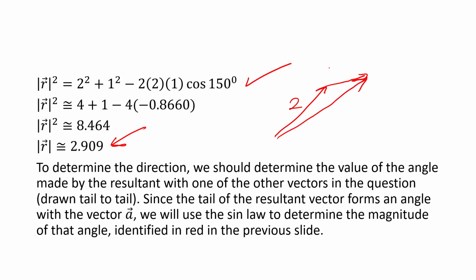This has a magnitude of 2, this has a magnitude of 1, this has a magnitude of roughly 2.909. We know that this is a 150-degree angle here, and we know that this is what we're calling alpha. Now, to determine the direction, like we said, we're going to use the sine law.